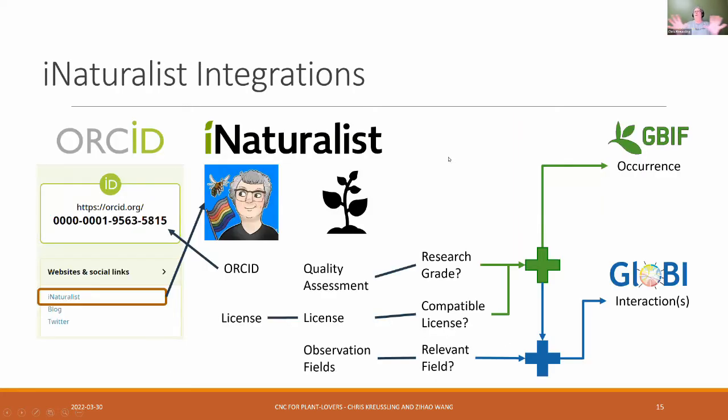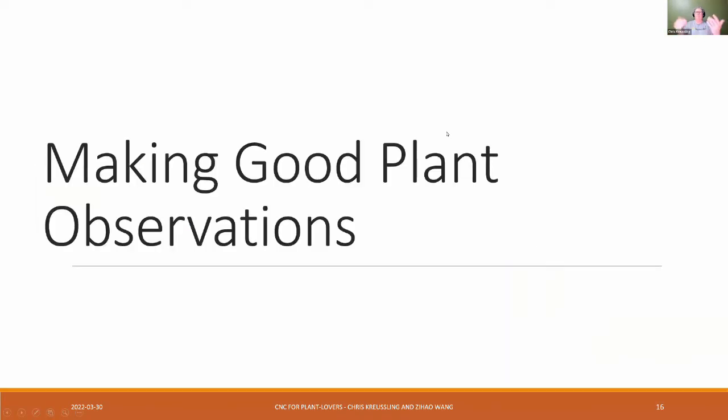So we've covered all of these things. We've touched on all these different criteria and filters and everything of how you can take full advantage of iNaturalist as a science platform. Over to Zihao. Okay, we're going to talk about how to actually make good plant observations.